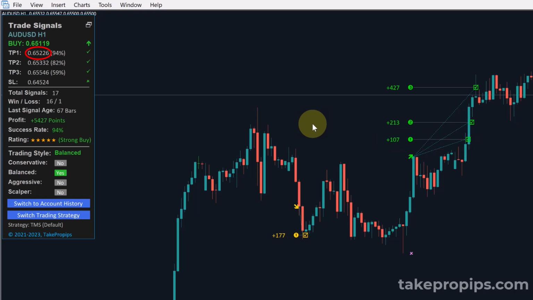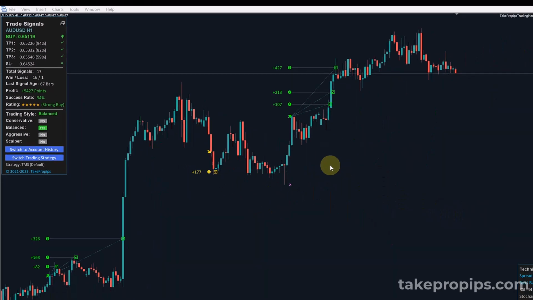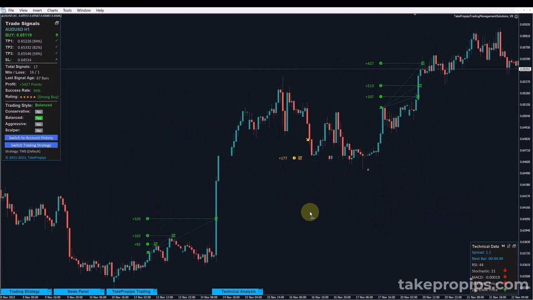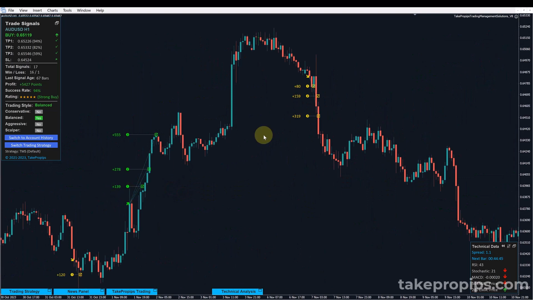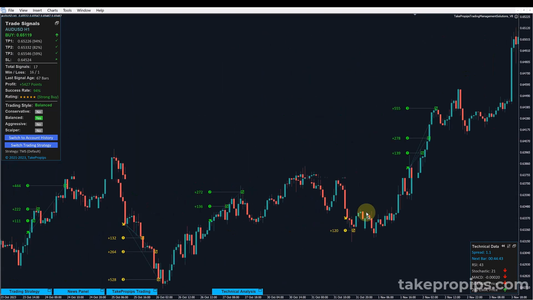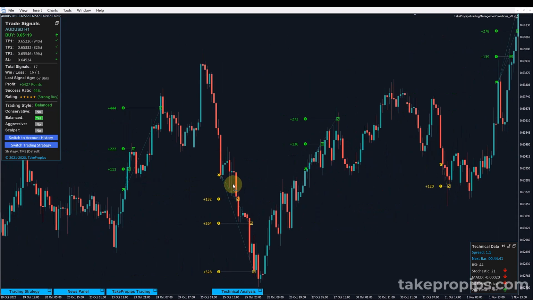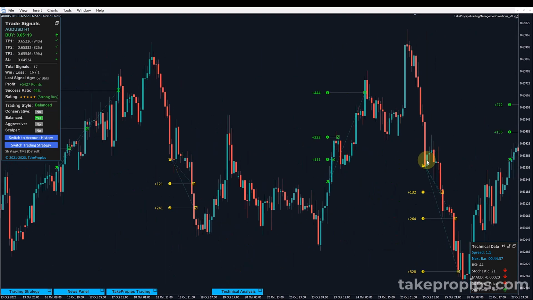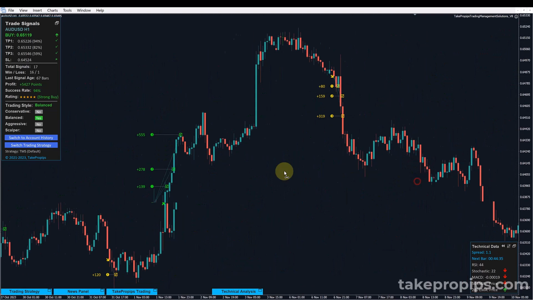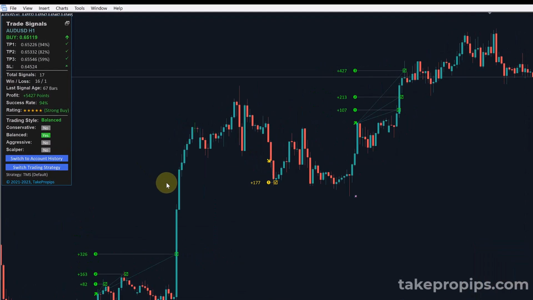Also, you will see the current success rate of each take profit. So you might be wondering, what does this mean? Well, in this example, it means that the trade signal has a 94% chance of hitting our TP1 target. The percentage is calculated based on the previous wins and losses of the trading signals for TP1. The higher the percentage, the better. The same goes for TP2 and TP3.